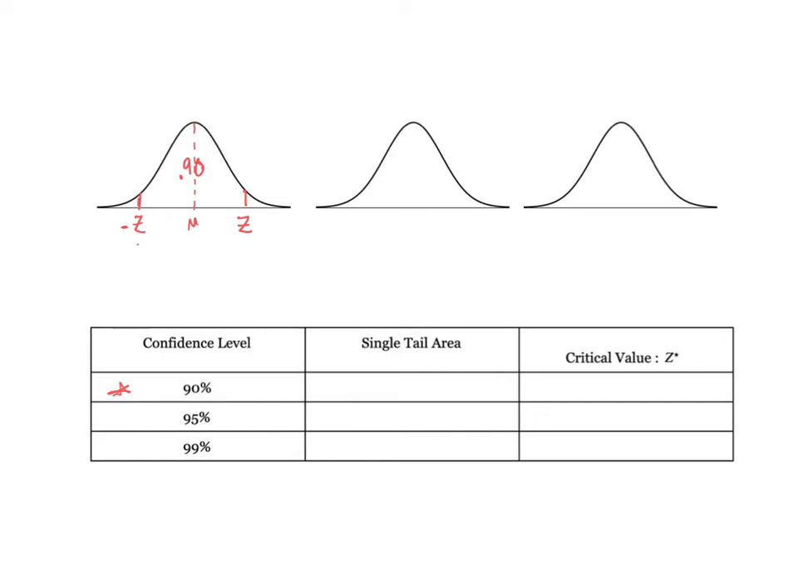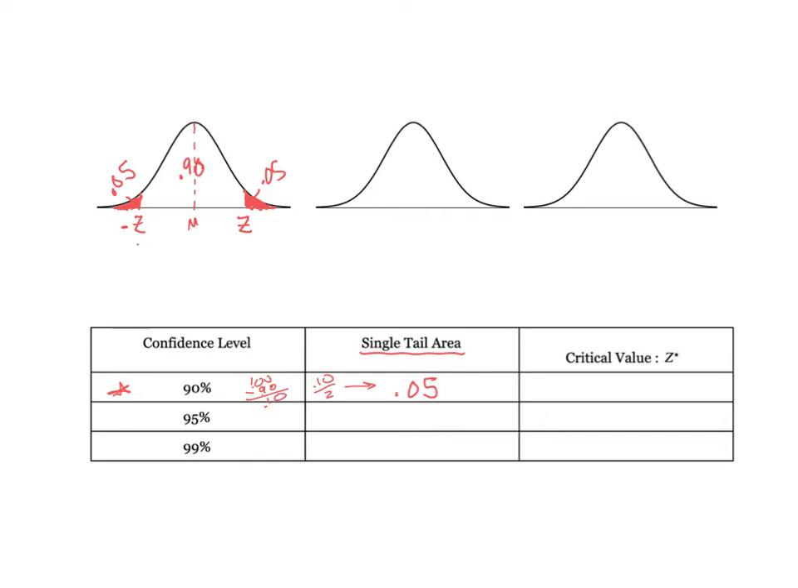The easy way to do this is to think about what would be left in the tail of this distribution. If there's 90% in the middle, that leaves us with 5% in each tail. So that's the single tail area, 5%. Basically you just figure out what is left, like 100 minus 90, and then take that divided by 2, and that is the single tail area.